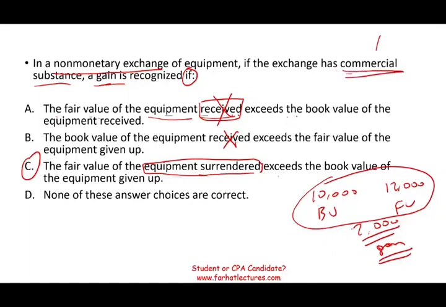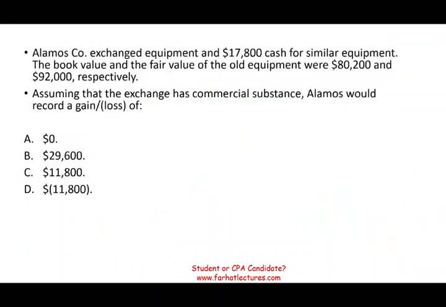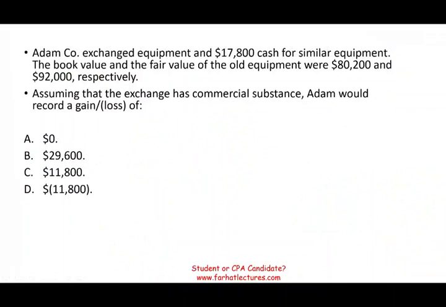So what if the transaction does not have commercial substance, what we call lacks commercial substance? Then no gain is recognized. Under those circumstances, the gain would reduce the value of the new asset. And we'll work an example. If you want to learn a little bit more about the rules, because there's a lot involved here, go to farhatlectures.com. Let's start to apply what we just learned.